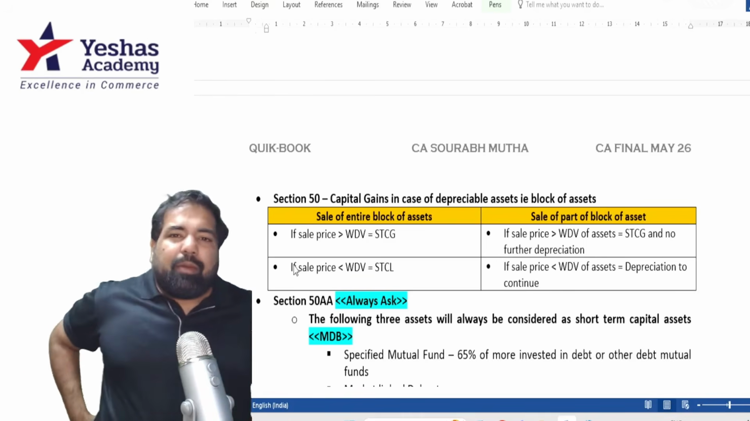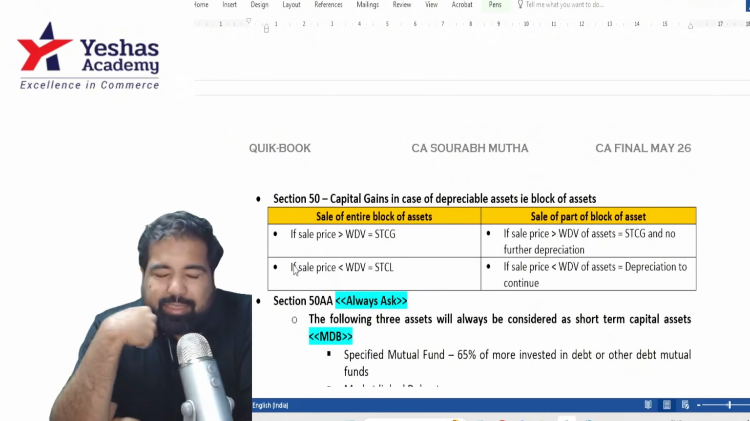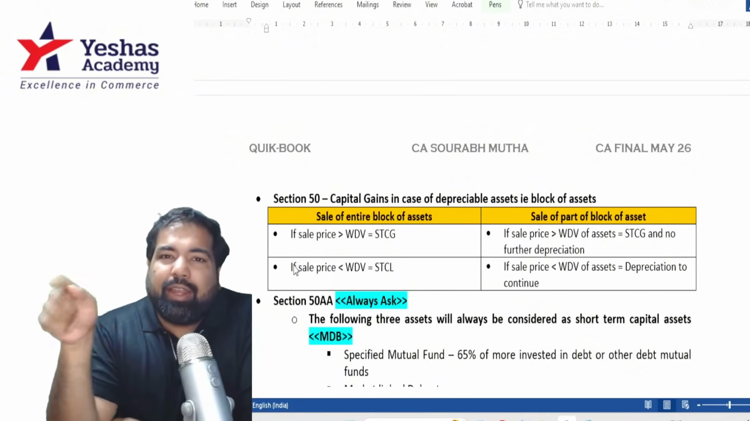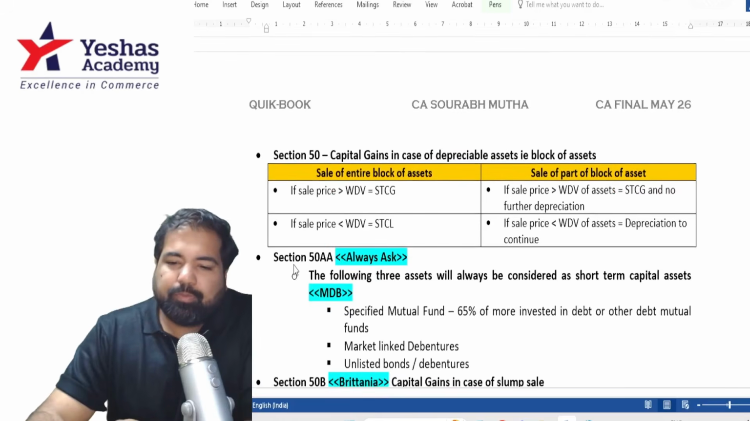Same thing, if this same apartment or house was gifted to me by my neighbor, then that 20 lakh would have been taxed in my hands. And now when I sell it for 35 lakh rupees, whatever was already taxed in my hand will be considered as my cost.